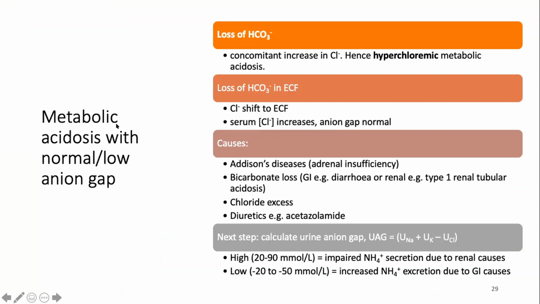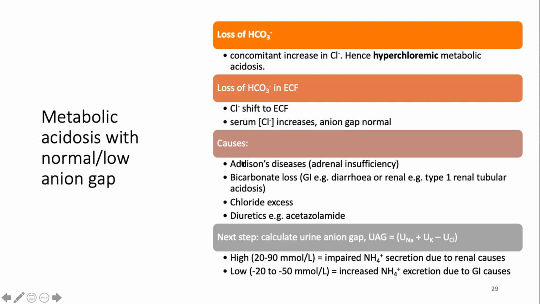What are the causes of metabolic acidosis with normal or low anion gap? It is usually the other way around. Instead of gaining of the fixed acid, it is actually the loss of the bicarbonate. And this loss of bicarbonate is usually accompanied by the increase in the serum chloride. Therefore, this type of metabolic acidosis is also known as the hyperchloremic metabolic acidosis. Why is that? Because, as I mentioned, the principle of the electroneutrality, so you lose the anion, so you need to replace it with another anion.